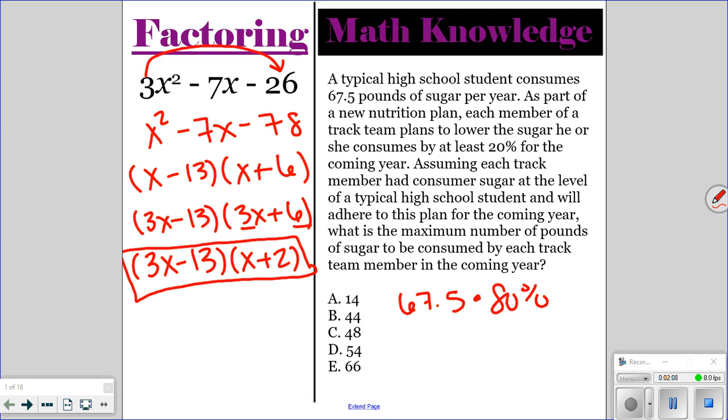And so 67.5 times 80% would give you 54. And so that's how many pounds of sugar they are going to consume next year, which is a ton of sugar.